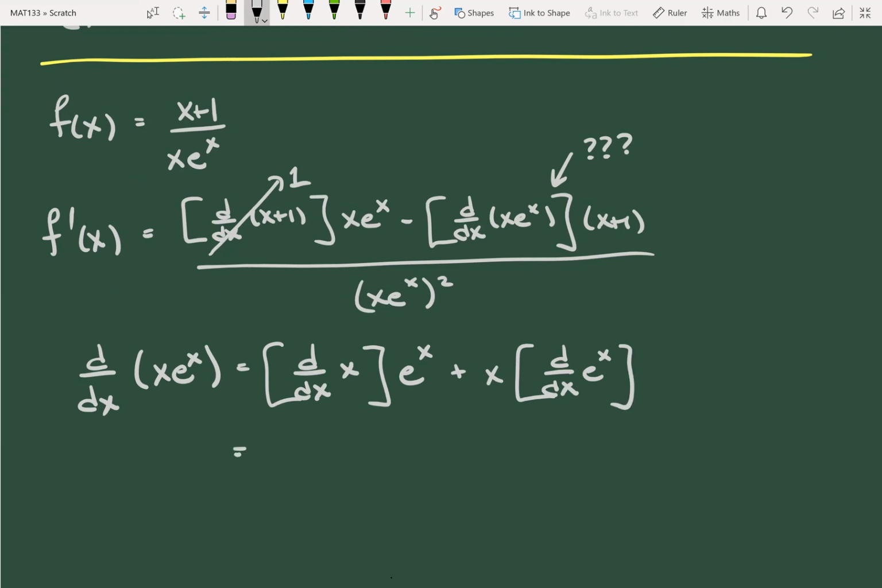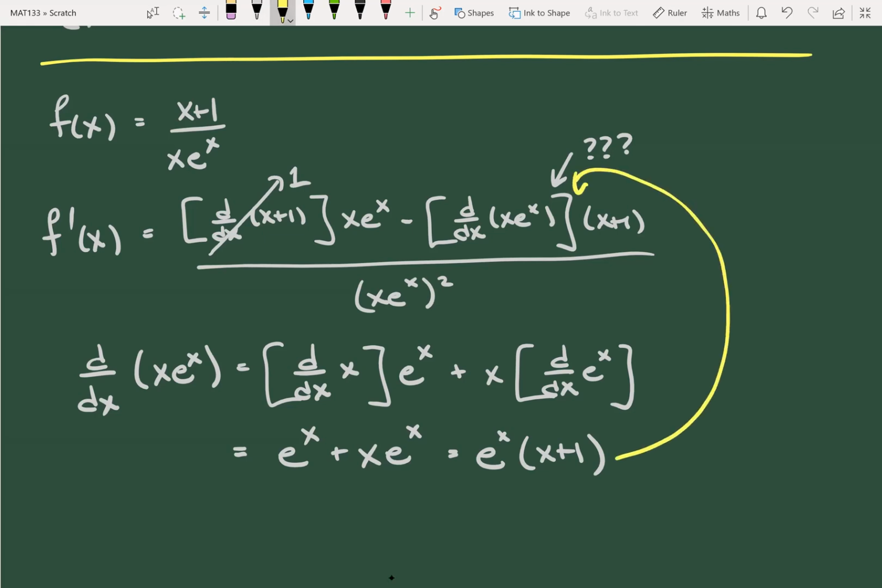If we do that, we're going to get, so this is again just 1, the first bracket is 1, so e to the x plus x e to the x. And if we want, we can do a little bit of simplification there: e to the x times x plus 1. So that's going to go into there.